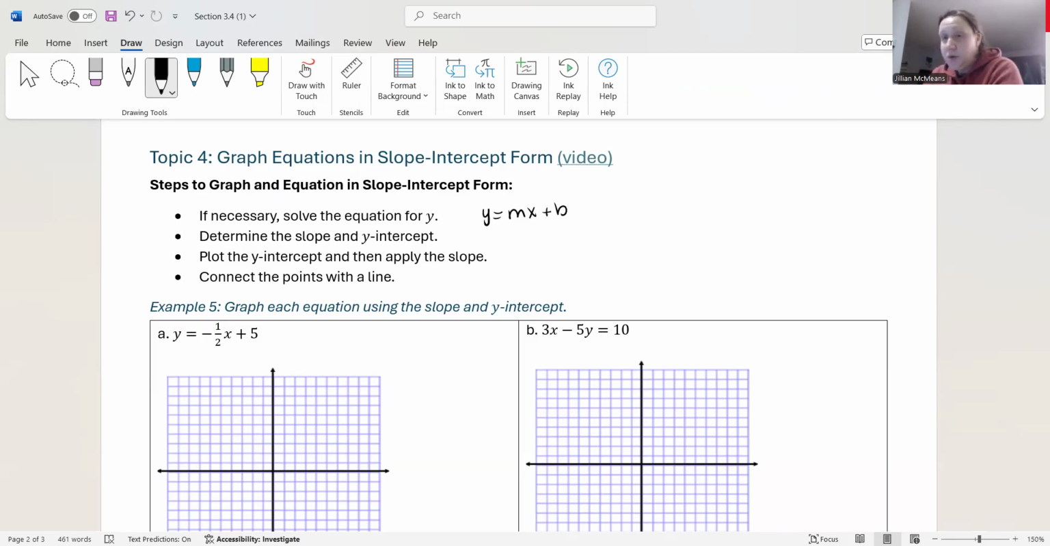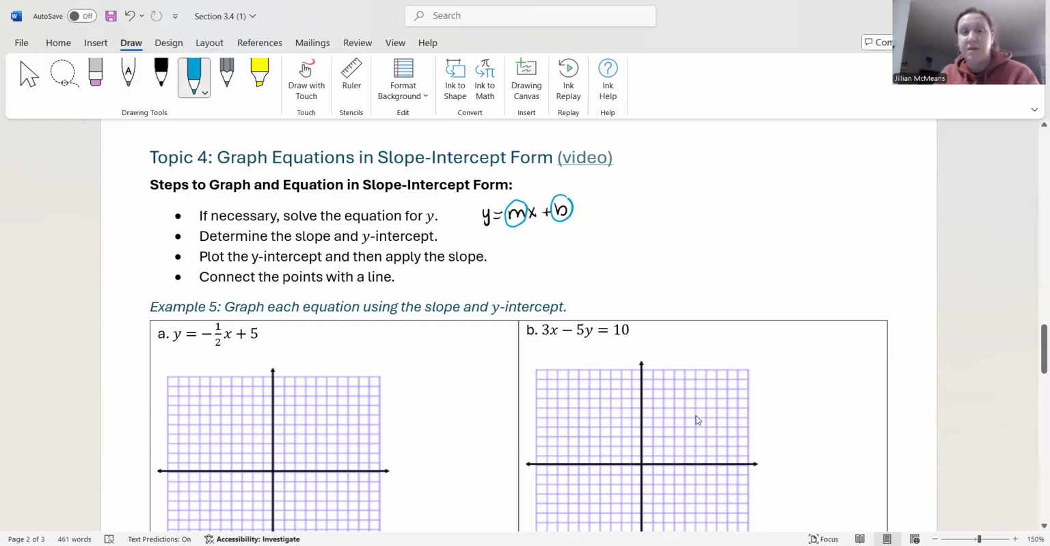Then you want to determine the slope and the y-intercept. Remember, the slope is the coefficient of x as long as you have solved for y, and the y-intercept is the constant, again, as long as you've solved for y. Once you have figured out the slope and the y-intercept, you plot a point you know is on the line, and that's the y-intercept. We plot that, and then we apply the slope to figure out which direction our line is going. And then you connect the points of the line, and you're done.